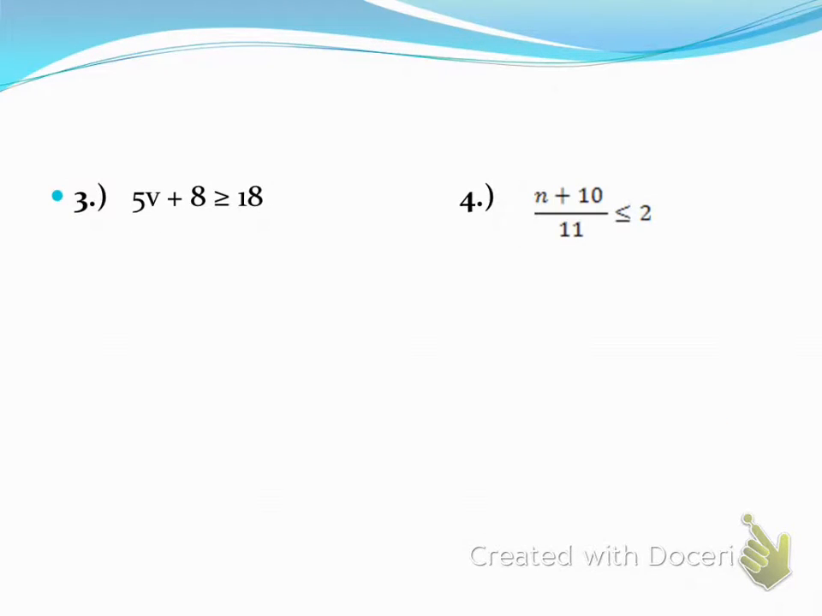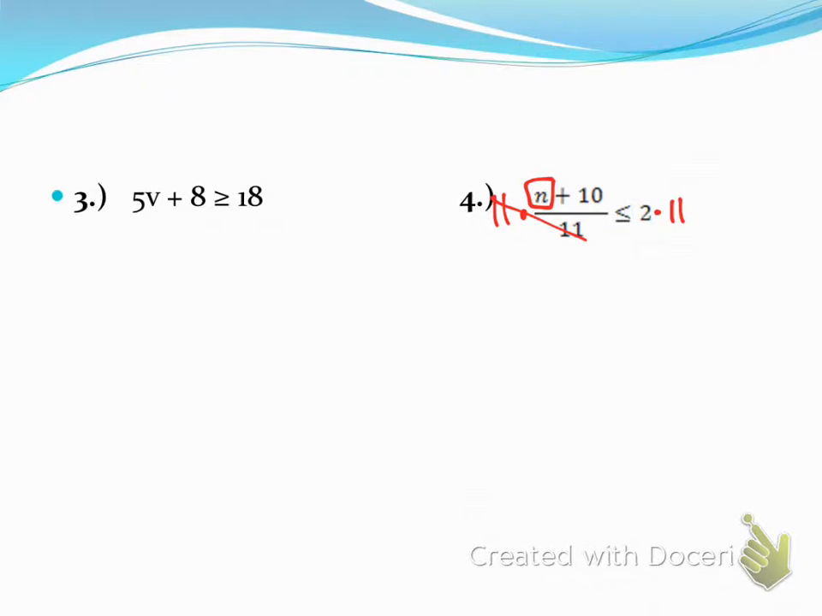Alright, we are going to go ahead and go to number 4. That would be the next even problem. Does anyone want to raise their hand and tell me what they think we should do first to get n by itself? Lexi. Wonderful. We are going to multiply both sides by 11 to get rid of that denominator.